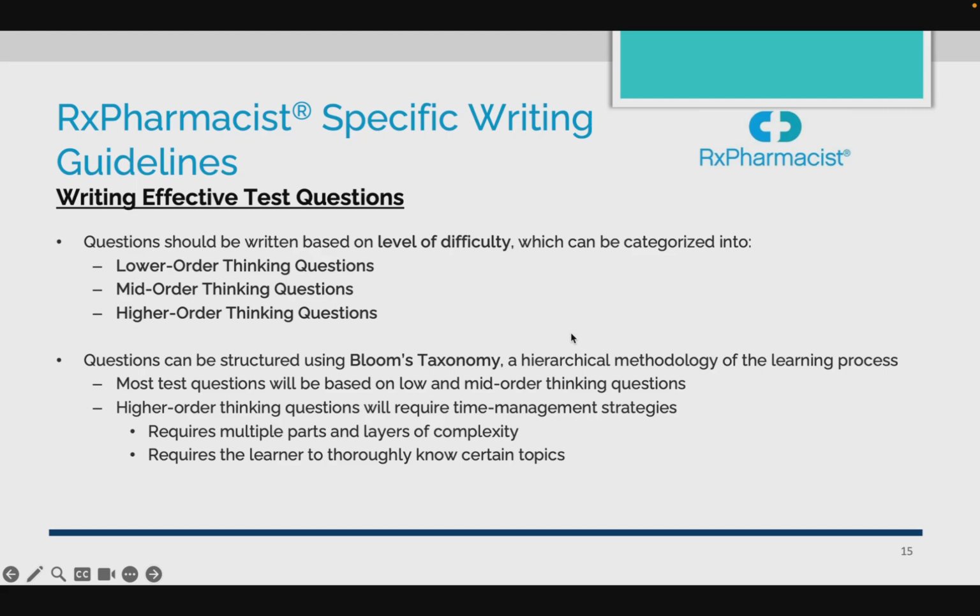Questions should be written based on a certain level of difficulty, which can be categorized into lower order thinking questions, mid-order thinking questions, and higher order thinking questions. Questions can be thought of as being structured using Bloom's taxonomy, which is a hierarchical methodology of the learning process. Most test questions will be based on low and mid-order thinking questions, and the higher order thinking questions will require time management strategies, as these have multiple layers and complexities to them. Basically, you have to know these questions like the back of your hand.